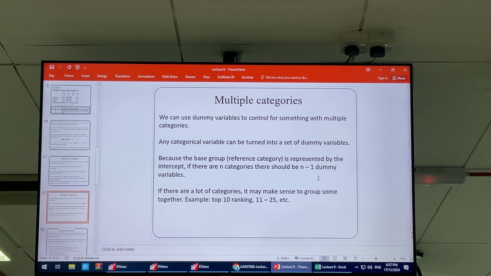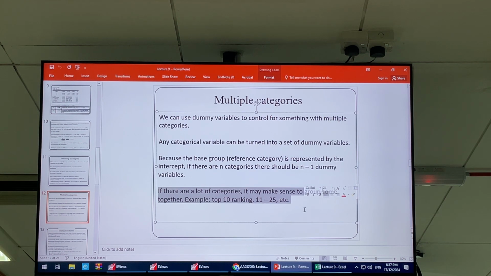If there are a lot of categories, it may make sense to group some together, for example top 10 ranking, 11. So let's say you have 100 categories, then it's not good practice to include too many dummy variables, because remember your degree of freedom is sample size minus number of parameters. If you have too many variables, you have low degree of freedom, which makes your model estimate less reliable. So do not include too many variables, especially if they are representing different categories.